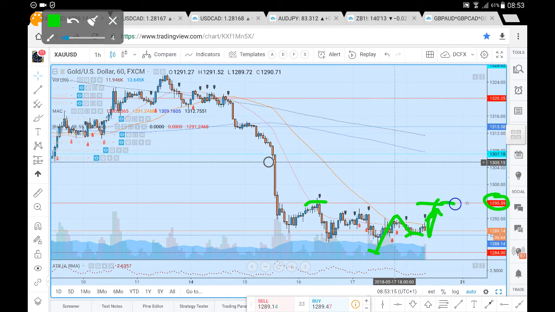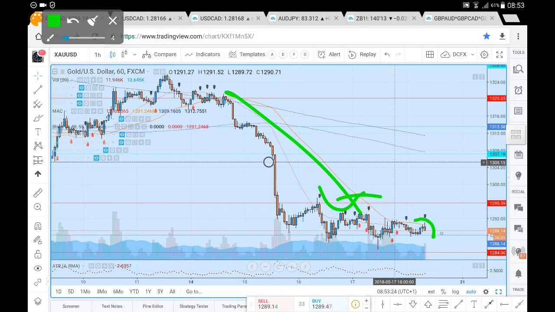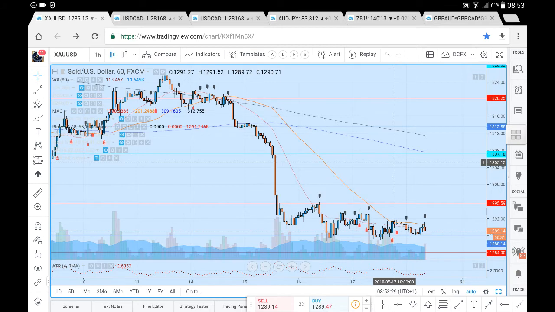A very strong major level marked out here in red. If we can break above it, we'll be looking for a move up towards our 1300, possibly up towards our 1305. Now, in light of the most recent trend being to the downside, if we do have another test of 1288 and we do fail to hold, possibly looking for a move down towards our 1284.